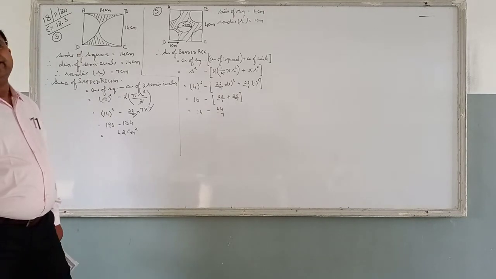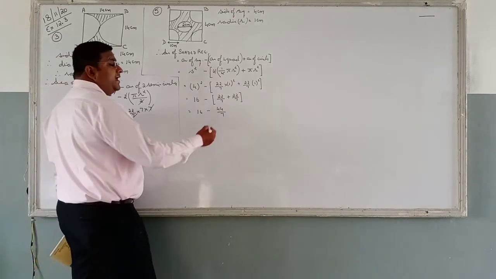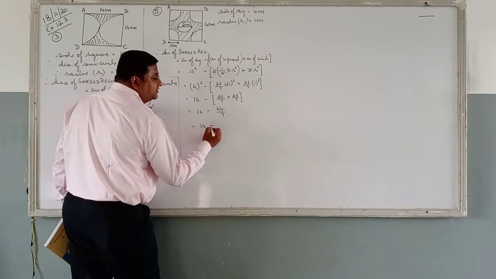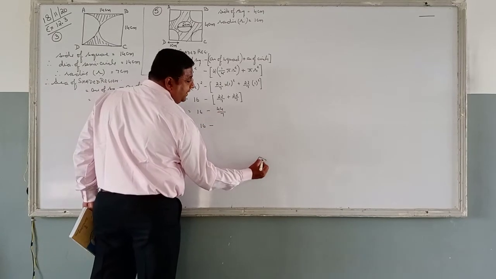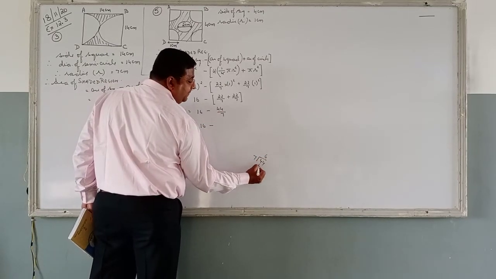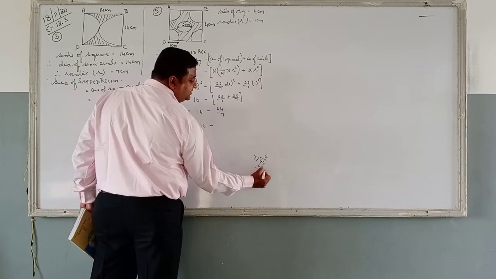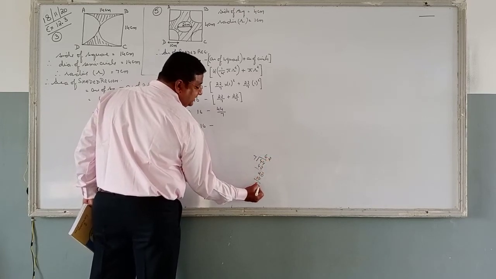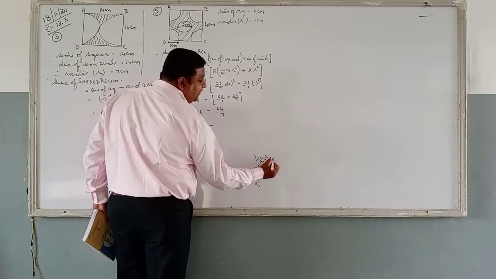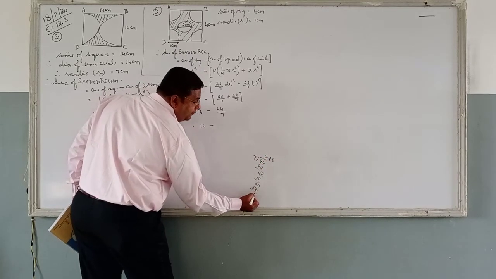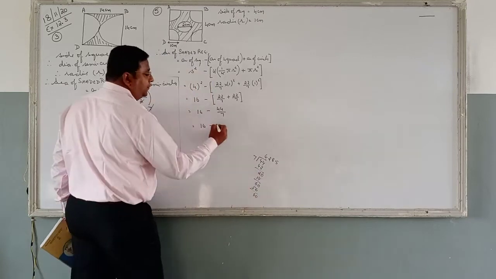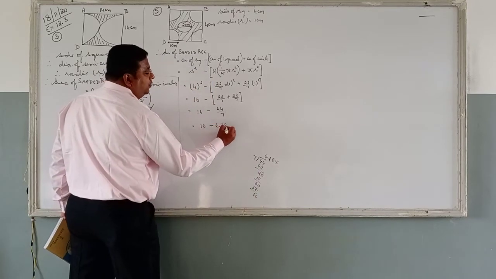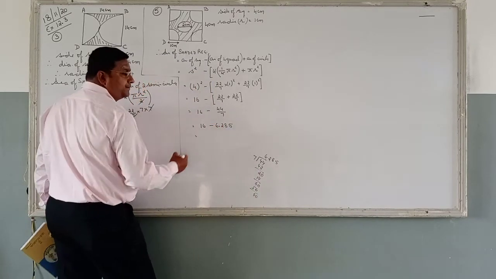Maximum you can do, you can divide 44 by 7 and simplify it, bring it into decimals. 44 divided by 7. 7 6s are 42. 2, decimal, 0. 7 2s are 14. 60, 7 8s are 56. 40, 7 5s are 25. So approximately 6.285. Can we subtract?